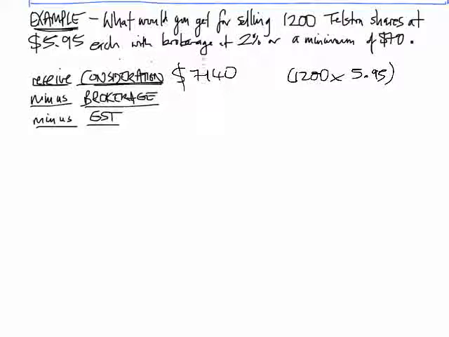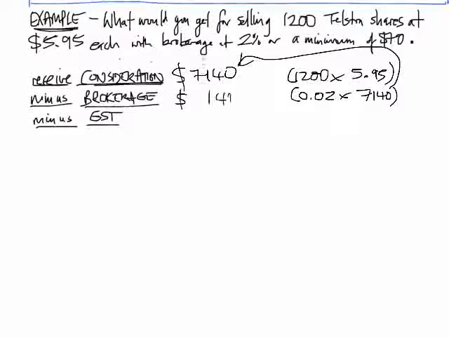Now we need to work out the brokerage, which is going to be 2% or a minimum of $70. I'm pretty sure that 2% of the consideration is going to be more than 70, so let's work that out. 0.02 times the consideration. I'll draw an arrow again to remind you that it's calculated off the consideration. So yes, it's going to be $142.80, more than the $70 minimum.